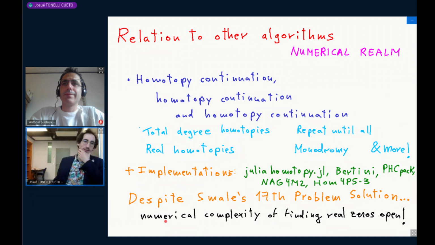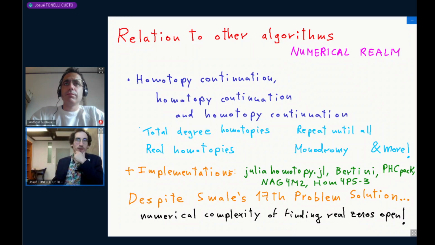And the main issue here is that despite we have a full solution of Smale's 17th problem, it's not so clear what the complexity of finding real zeros is, because all the methods that one does in homotopy continuations, all the theoretical results hold for a random complex system, but not for a random real system. And it is not so clear what will happen if you put a random real system, if you will get finite expectation or not, but the current techniques cannot handle this.